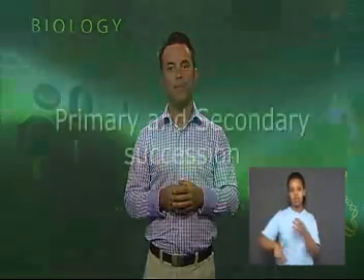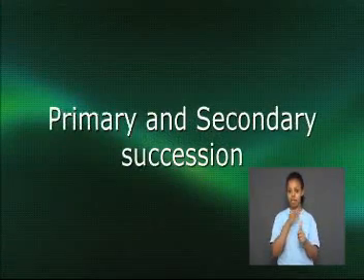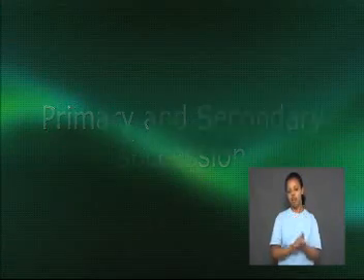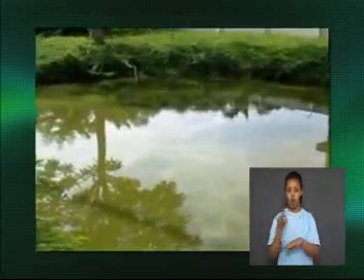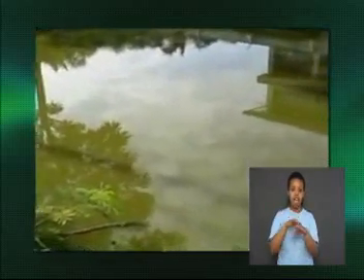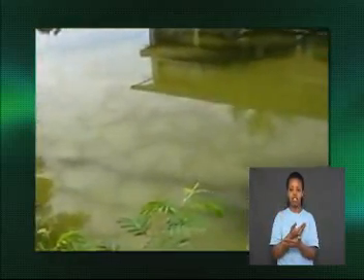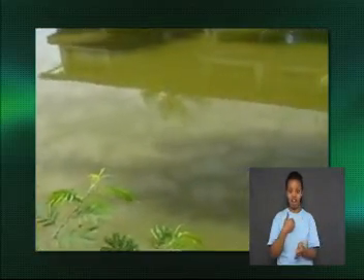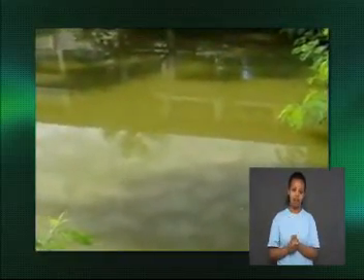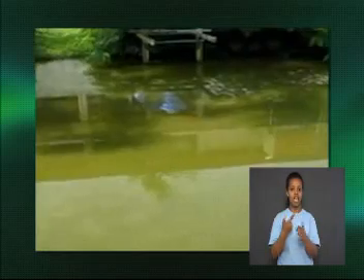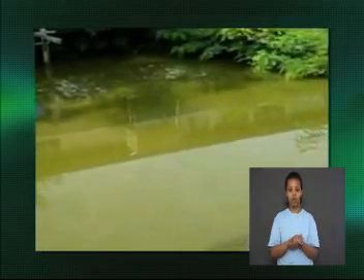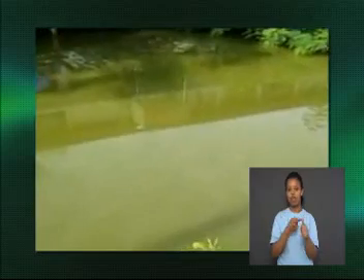There are two types of ecological succession in plant life: primary and secondary succession. When succession starts with bare or uncolonized ground or a newly formed pond, it is called primary succession. Moss growing on bare ground, as we described previously in this lesson, is an example of primary succession.